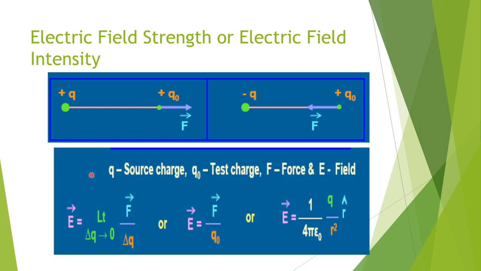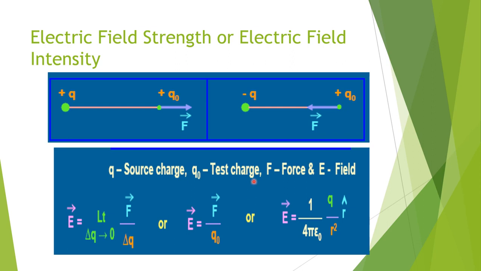So these are the notation and terminologies we used in this particular example. Q is the source charge, Q naught is the test charge, F is force and E is electric field. Then we can write E is equal to force per unit test charge, E is equal to F by Q naught. This is the formula. And if we are using Coulomb's law equation, E is equal to 1 by 4 pi epsilon naught Q by R square into unit vector. This is the equation. So remember, E is also a vector quantity just like force, with the same direction as force.